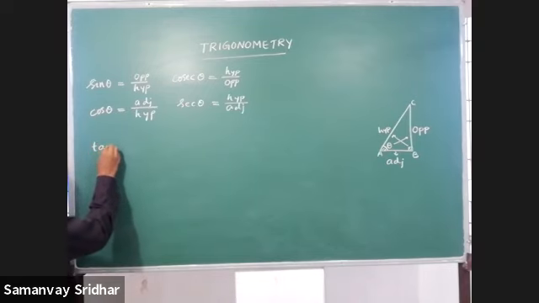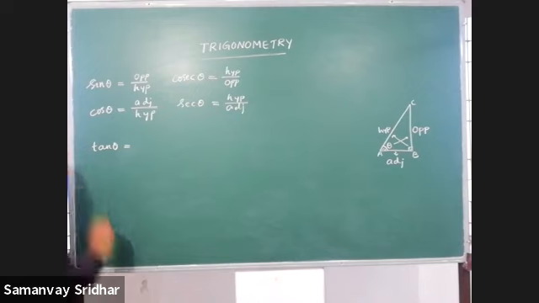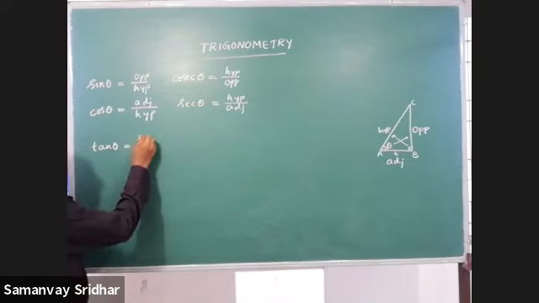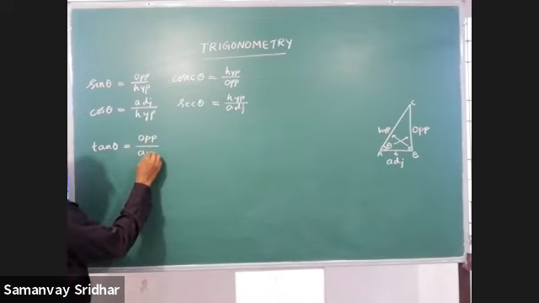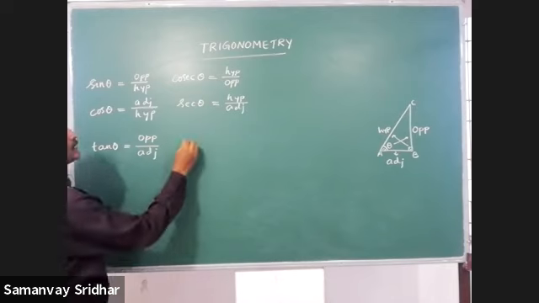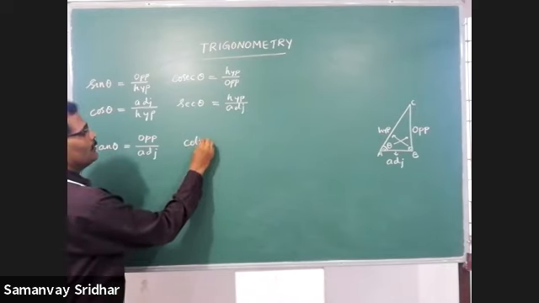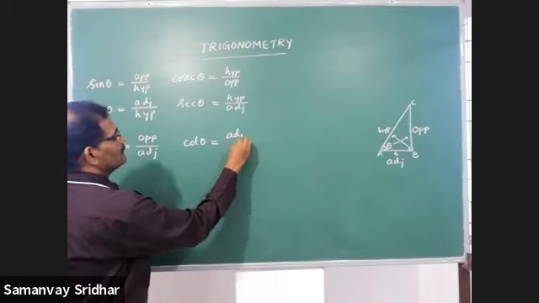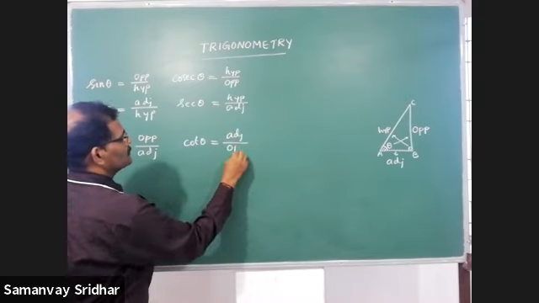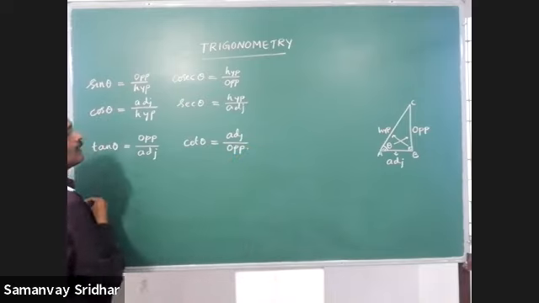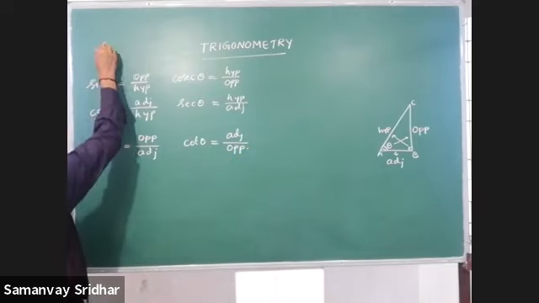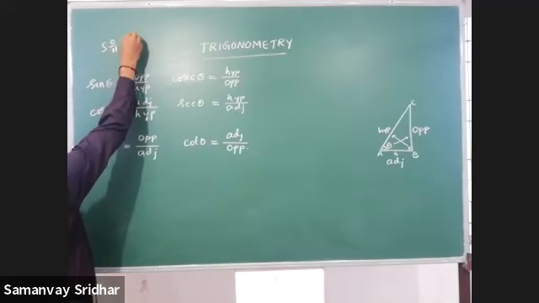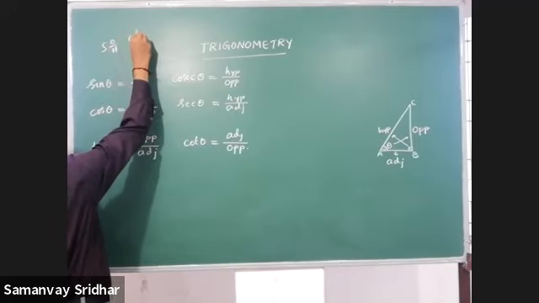Next one is what? Tan theta is equal to, it is what? OA. Opposite by adjacent. Therefore, the reciprocal of this is what? Cot theta. That's equal to adjacent by opposite. That's why I told you that yesterday. It is better to remember Soha, Kaha, and Toa.